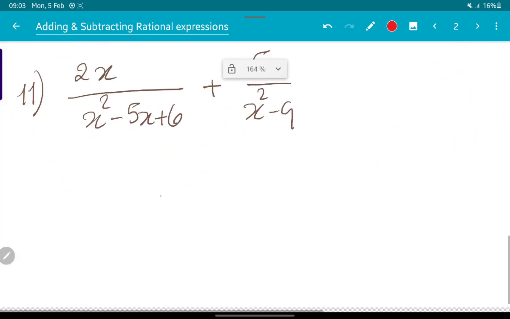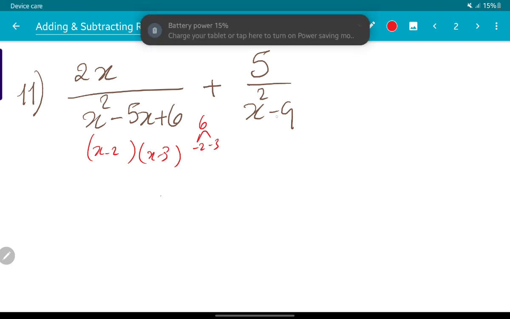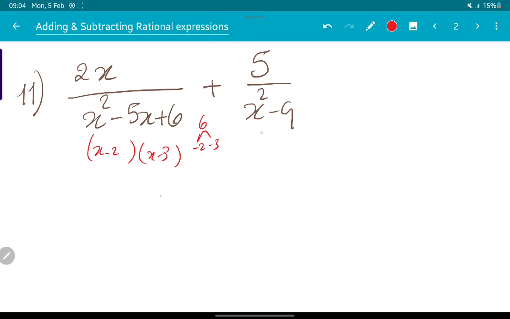For example, how to add this? Here we cannot multiply by all of this quadratic expression, so we do the following. We factorize. How to factorize this? We have 6, negative 2, negative 3, because when we add they will give us negative 5: x minus 2, x minus 3. And this one is x minus 3, x plus 3.